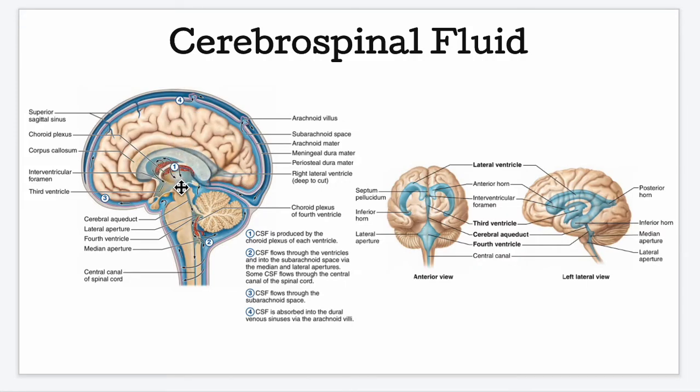So, CSF is produced by the choroid plexus of each ventricle. That CSF flows through the ventricles and into the subarachnoid space via the median and lateral apertures. And some CSF naman flows through the central canal of the spinal cord. Then CSF flows through the subarachnoid space. And then CSF is absorbed into the dural venous sinuses in the arachnoid villi.